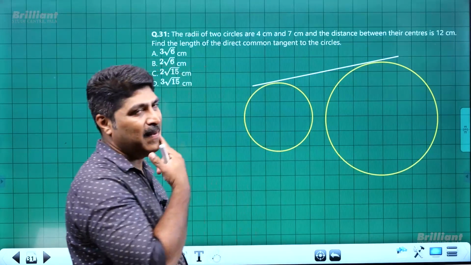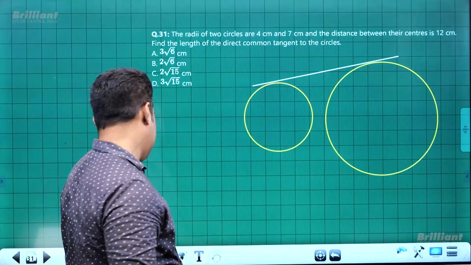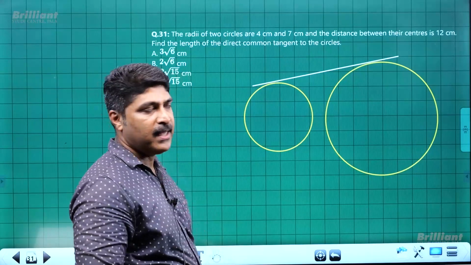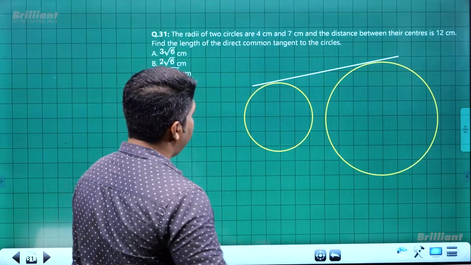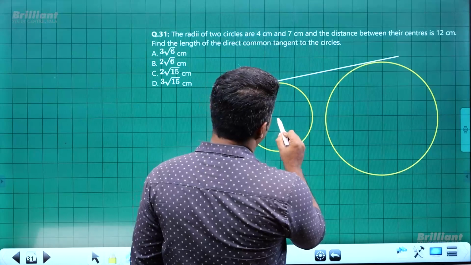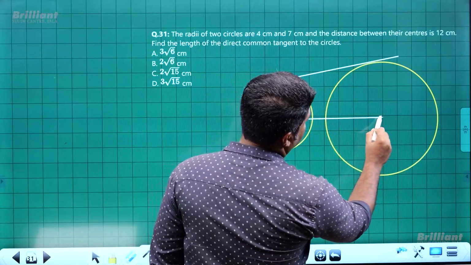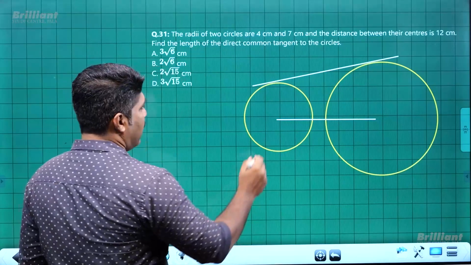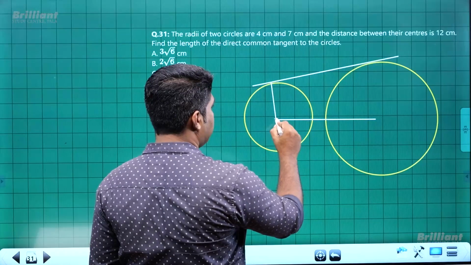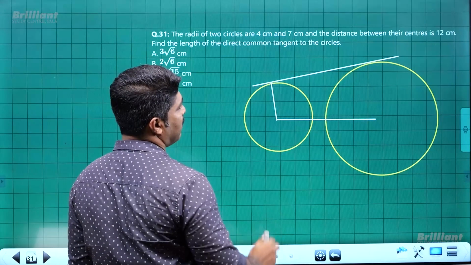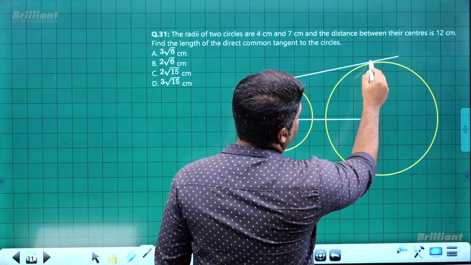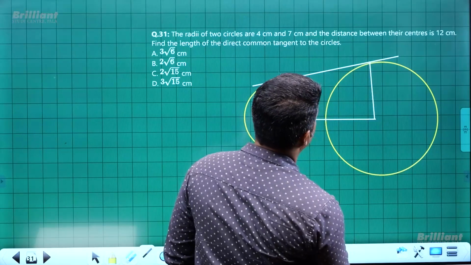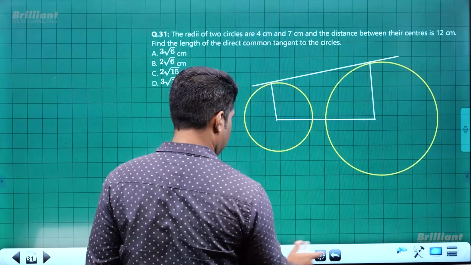Okay, good. And it is given that the radii of these two circles are 4 cm and 7 cm. Therefore we have to join the radii of both the circles. It may be like this. And here we know that the line from the point of contact to the center of the circle is perpendicular, right? Clear? So like that we have to consider.